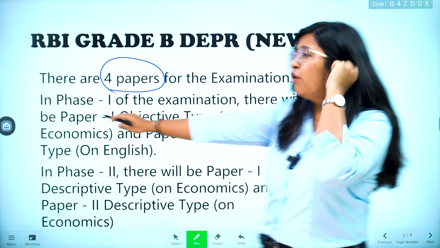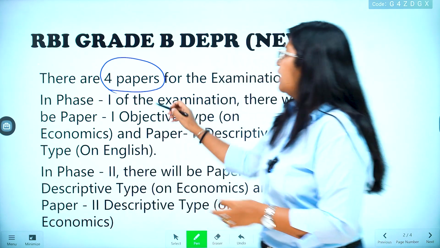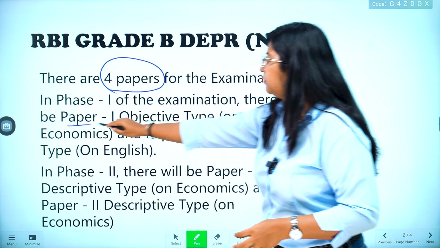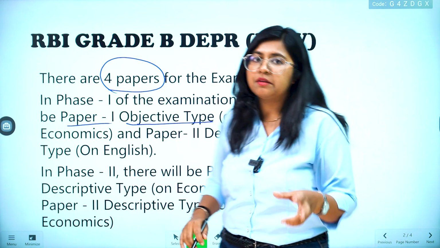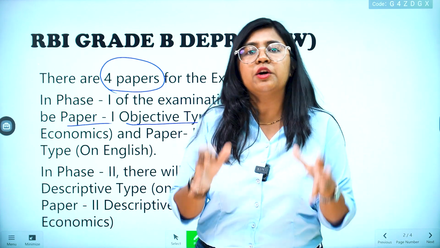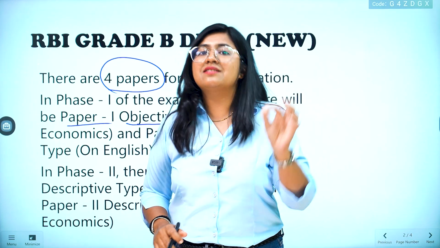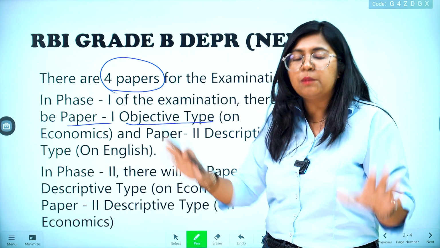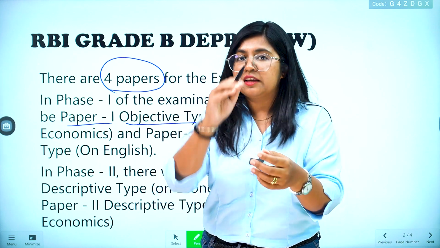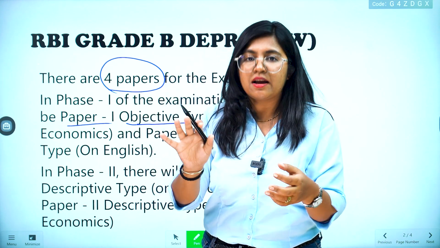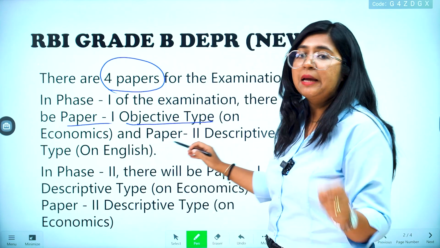So I'll tell you all the very important things that you need to keep in mind while preparing for these papers. For phase 1, for which you need to start your preparation very soon, the very first paper is an objective type paper on the basis of economics. So it will be a core economics paper, an MCQ type paper. It will be a computer based test. So you will have the whole paper on your computer screen, and you will have to give your answers on that screen itself by marking the correct option.